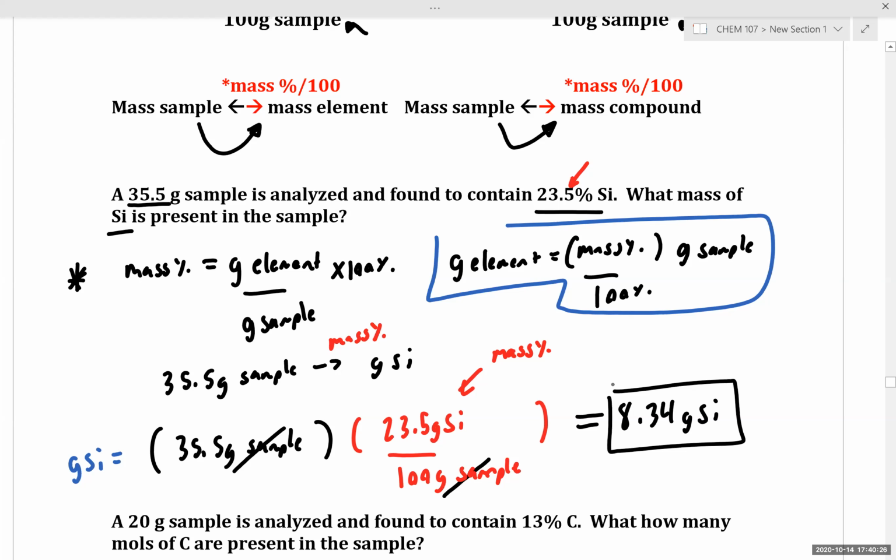So you can write any mass percentage as the grams of that component over 100 grams of sample. And by writing mass percentage as a conversion factor, we can use the same logic of unit analysis to solve these problems. Does that make sense to everyone? Does this idea make sense? Any questions on this?